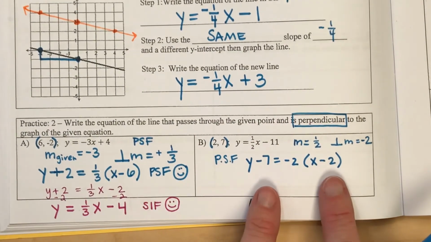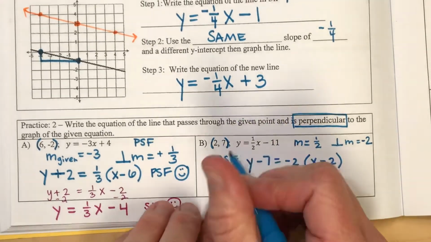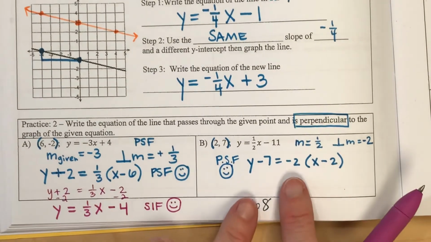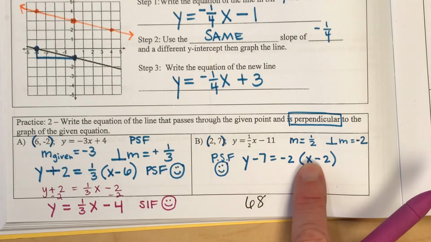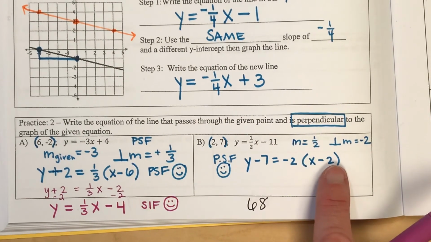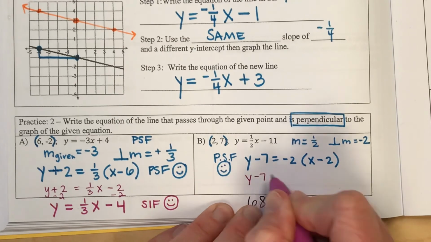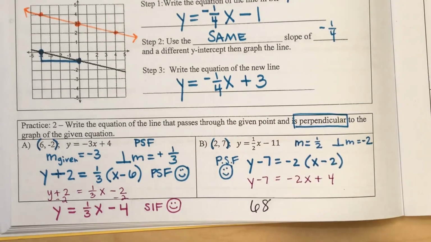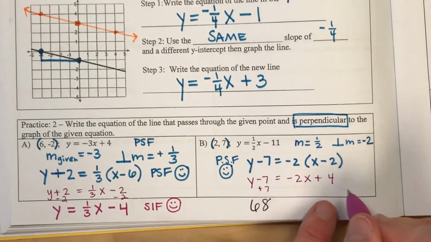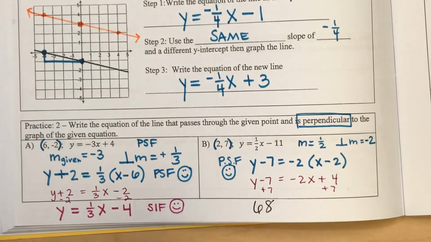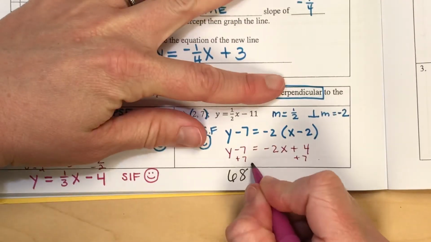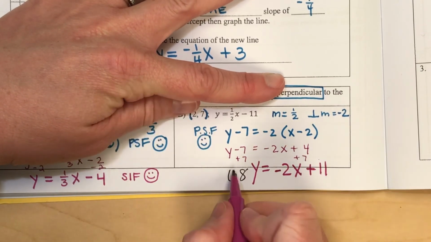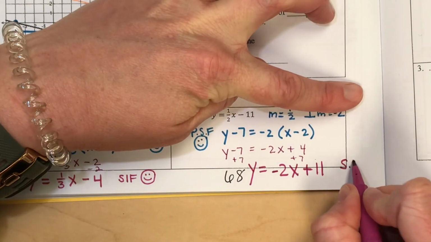If you were asked for point slope form, you would be done here at this step. But if you were asked to transform your point slope form into slope-intercept form, this is what you would do. You would distribute your -2 to your x and distribute your -2 to your -2. So we'd have y minus 7 is now equal to -2x plus 4. And if I solve for y by adding 7 to the other side, I will now have my slope-intercept form, which would be y is equal to -2x plus 11. And this formula would be my slope-intercept form.